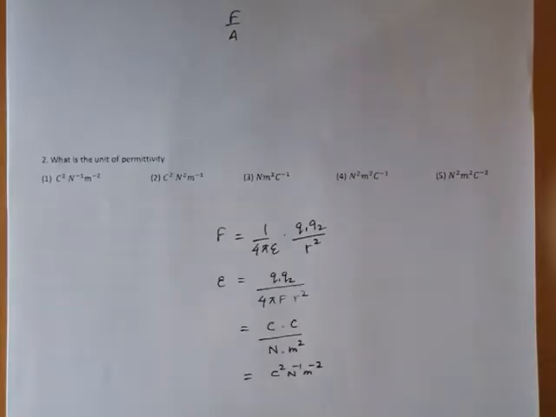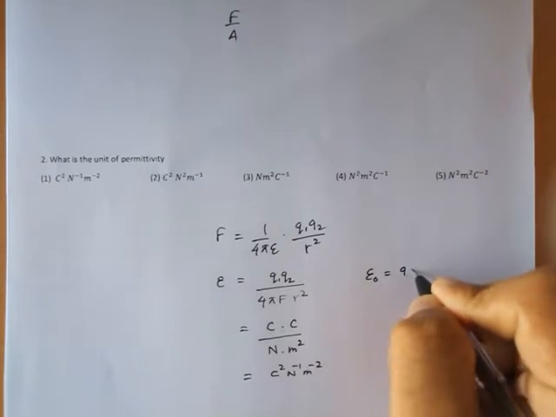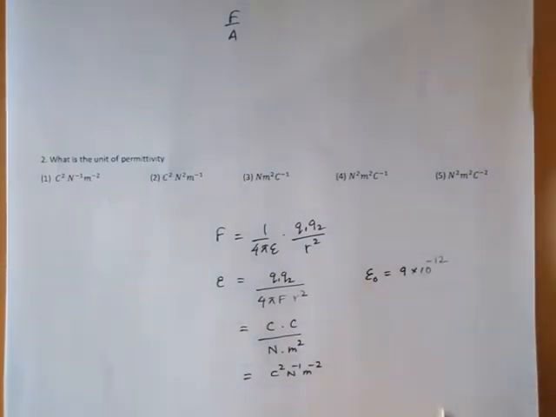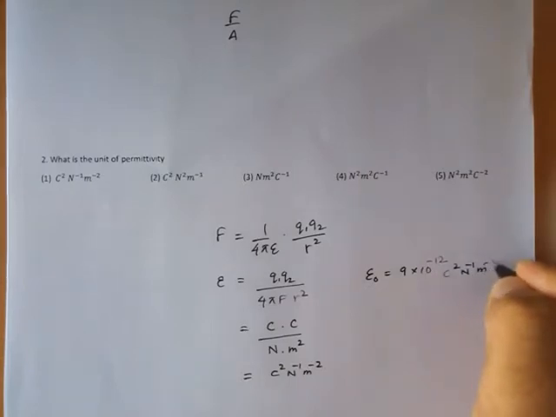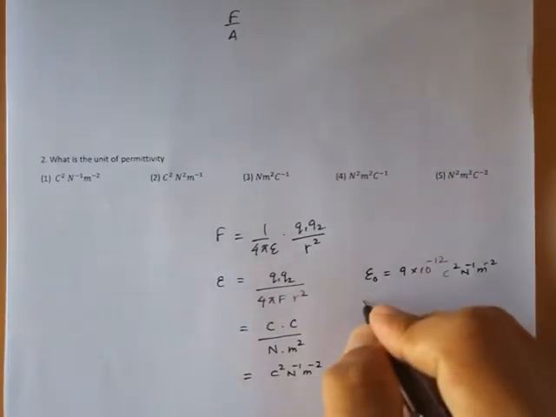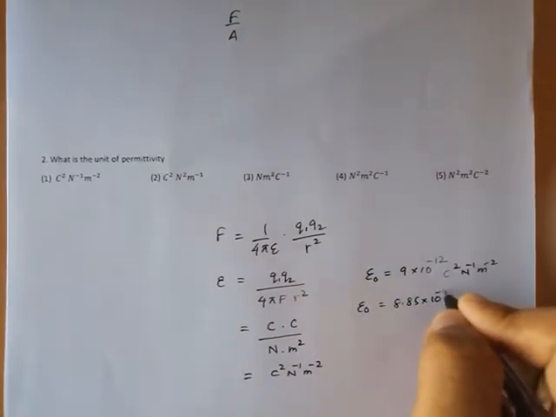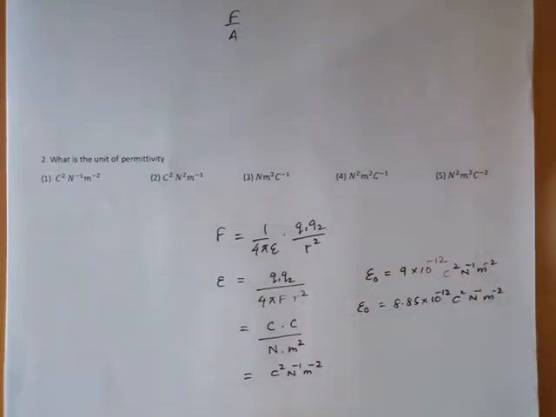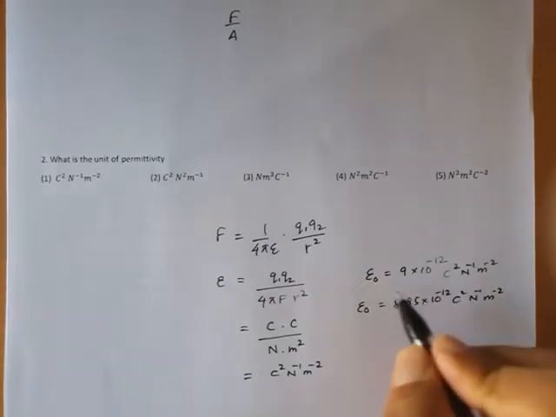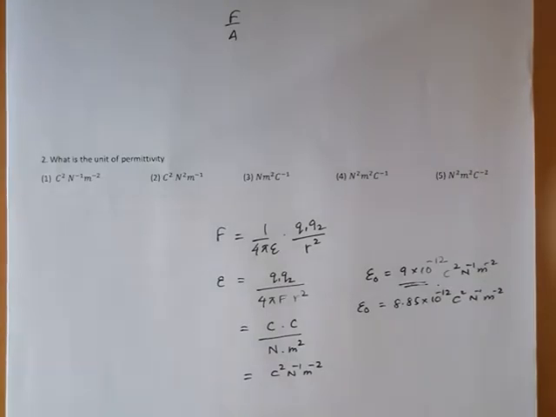In addition to that, the value of permittivity in free space, which is denoted as epsilon naught, has a value of 9 times 10 to the power minus 12 coulomb squared per Newton per meter squared. More accurately, we can write epsilon naught is equal to 8.85 times 10 to the power minus 12 coulomb squared per Newton per meter squared. So in our advanced level syllabus, we use this value for epsilon naught in free space. Okay, and now let's move to question number 3.